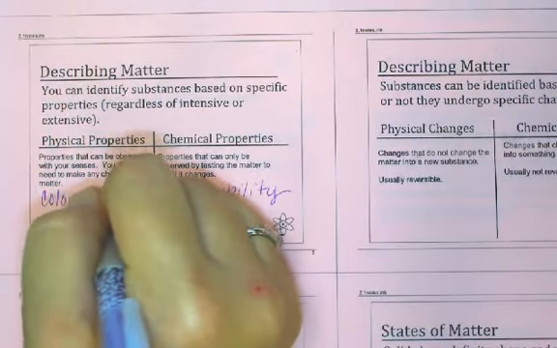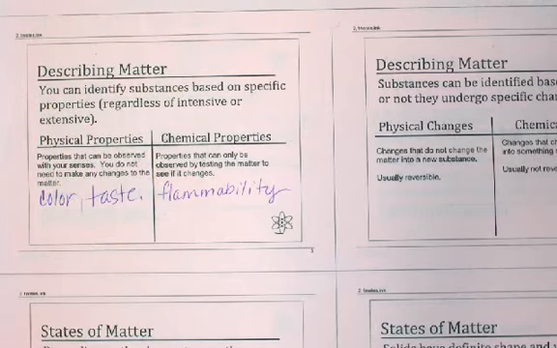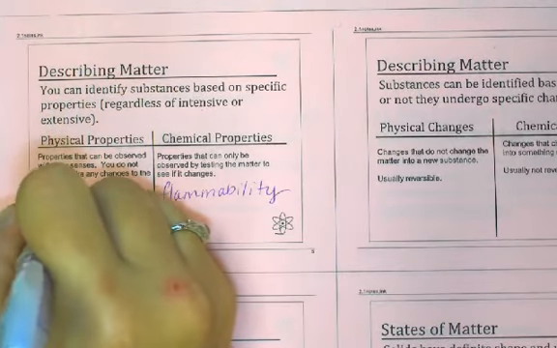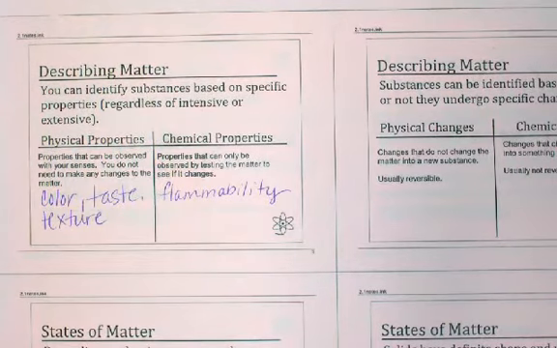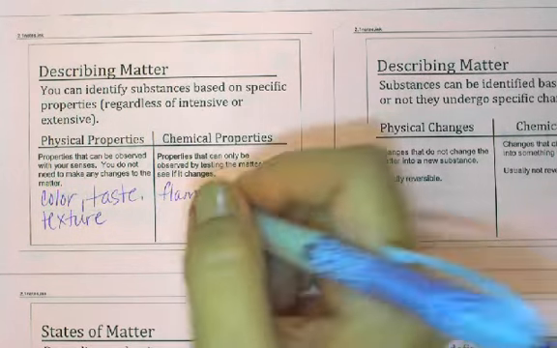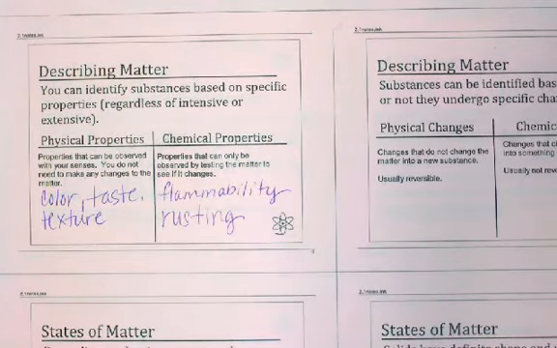Taste is physical. I don't have to change it into something new to tell you what it tastes like. Texture is a physical property. Whether or not something will rust if left out in the rain, I might actually have to leave that out in the rain to see whether or not that happens. So rusting would be considered a chemical property.